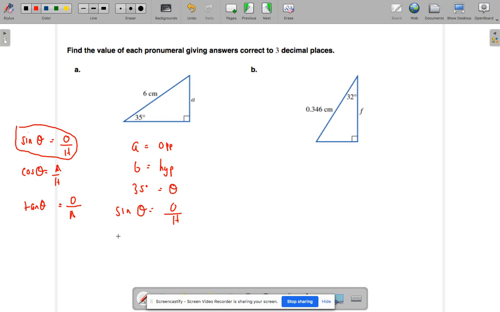Then I put in the values. So sine of 35 degrees equals the opposite, which is A, over the hypotenuse, which is 6. Okay. Now, to get A by itself, remember back to equations, we have to multiply both sides by 6. So what we end up with is 6 times sine 35 degrees equals A. If you times both sides by 6, those 6's disappear on one side, and we times the other side by 6. Okay, and we're left with A equals 6 times sine 35.